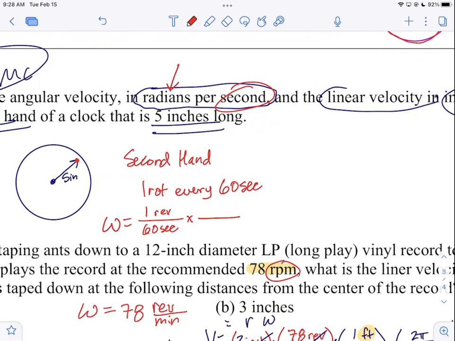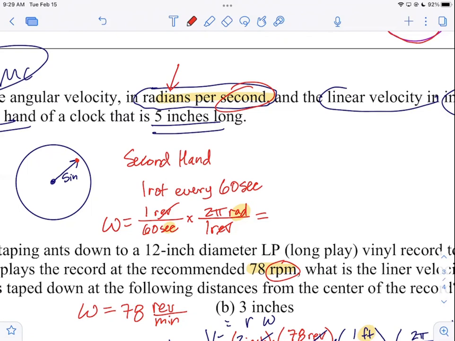All right. So 1 revolution is how many radians? 2 pi, right? 2 pi. And look what happens. The revolutions divide out, and I'm left with radians per second. Is that what I want? Yes. So now let's just type it in. Again, we don't need to worry about the ones. So that's exactly what this says, right?